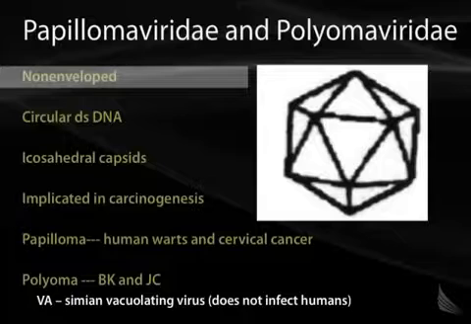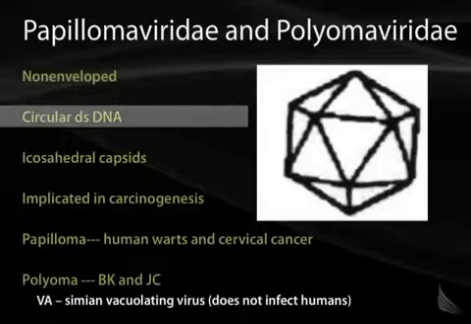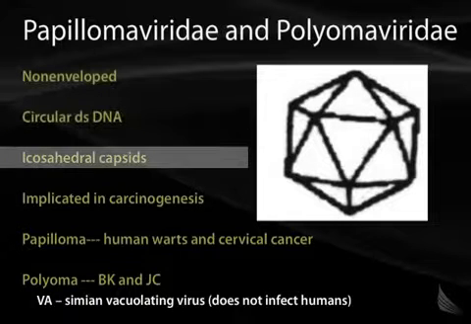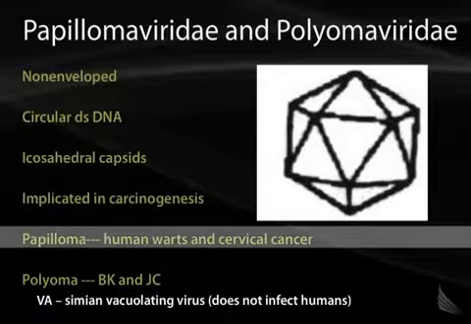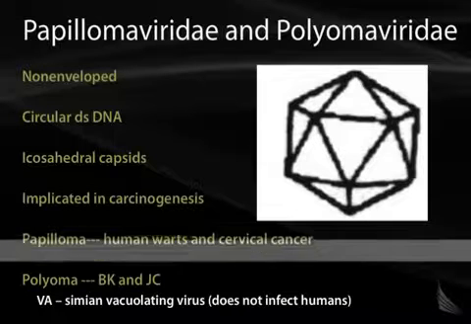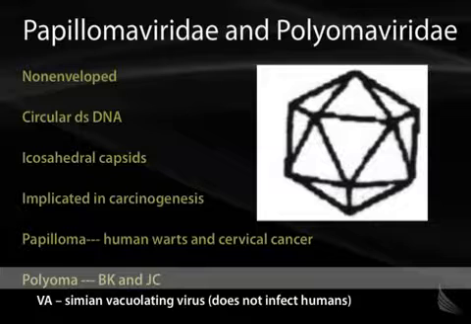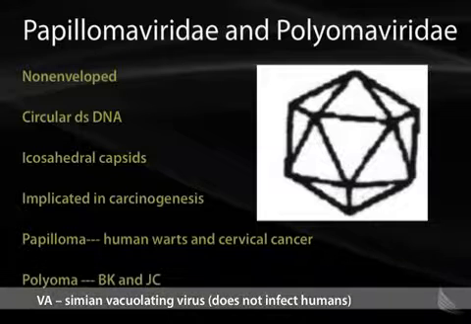Papillomavirus and polyomavirus are non-enveloped, circular, double-stranded DNA viruses. They have icosahedral capsids, and they're implicated in carcinogenesis. Papilloma causes human warts and cervical cancer. Polyoma has the BK and JC virus, and also the SV40, a simian vacuolating virus, which does not infect humans.